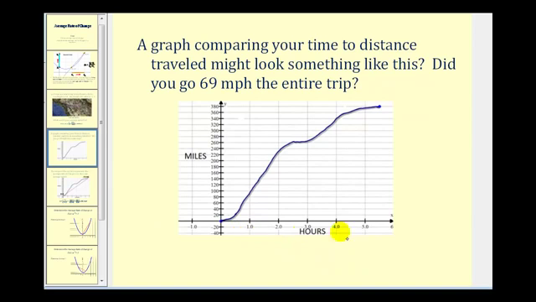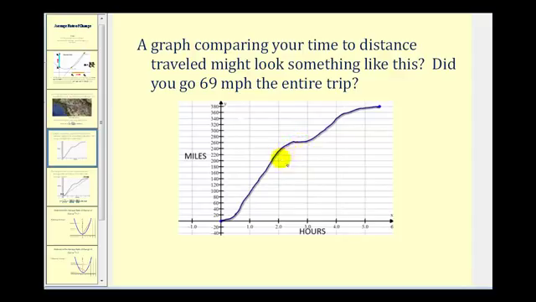If we compare the time and distance traveled on our trip, the graph might look something like this. Notice how at certain times the distance traveled is less than at other times. Meaning when the graph is steep, we're traveling faster, and when the graph flattens out or doesn't increase as fast, our speed would be slower.